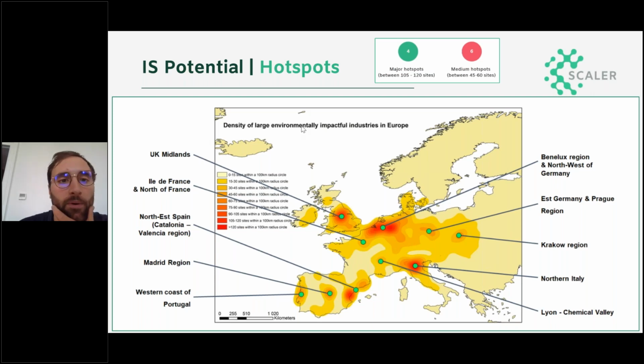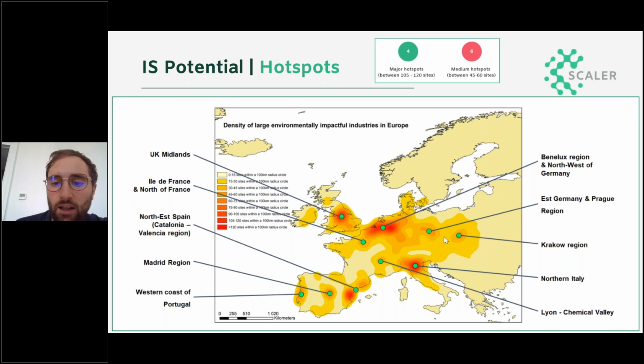So here you can read a map with the density of large environmentally impactful industries in Europe, and we identified 10 hotspots with 4 major hotspots that mean between 100 and 120 sites per 100 kilometer. So you have here the UK Midlands as a major hotspots, the Benelux region, with also the east, the west of Germany and the northeast of France. You have also the north of Italy as a major hotspot, and also the northeast of Spain with the Catalonia and Valencia region.